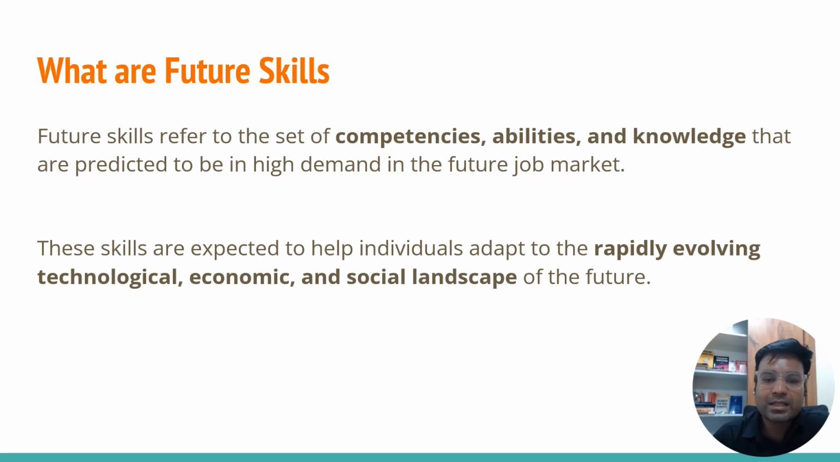Second, these skills are expected to help individuals adapt to the rapidly evolving technological, economic, and social landscape of the future. So there are three things that are important for you. One is technology. Are you running with the technology of the future? Second is economic. You need to earn money to sustain as an employee or as a business owner. So are you learning what is changing in the world so that you are economically viable? And third is the social landscape. In the social world, are you offering something which is required? So this is what future skills are.